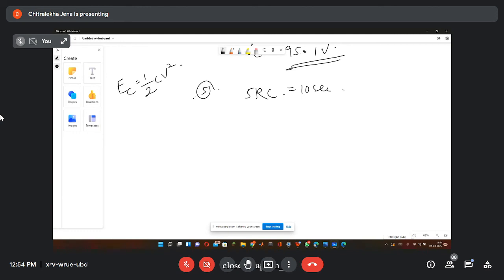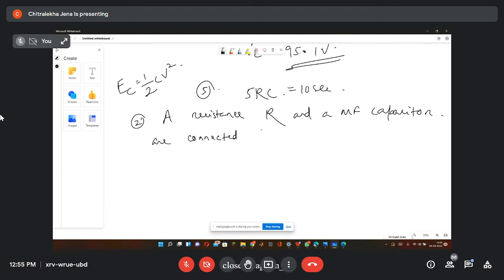So now coming to the last question I am giving you. Write down quickly. Second problem: a resistance R and a 4 microfarad capacitor are connected in series across a 200 volt DC supply.